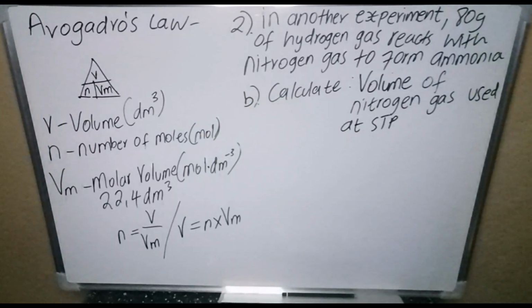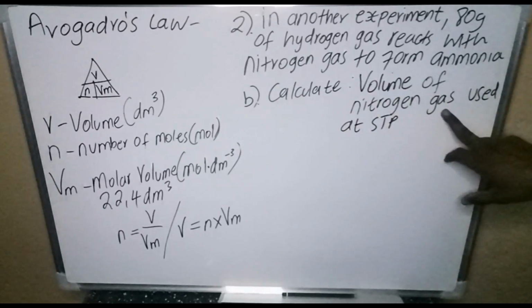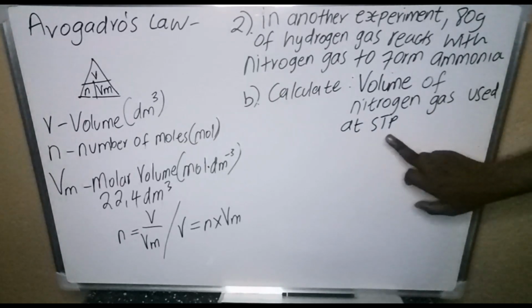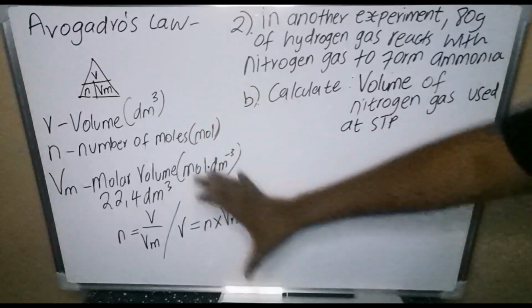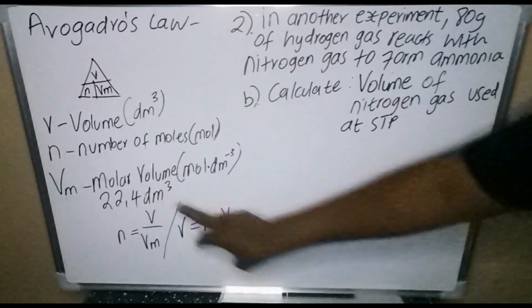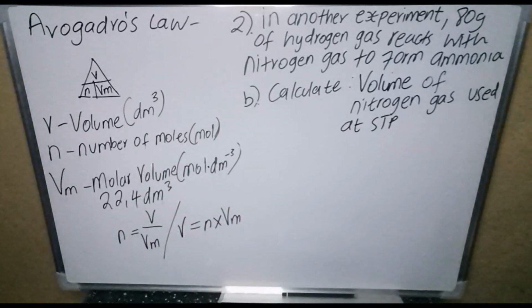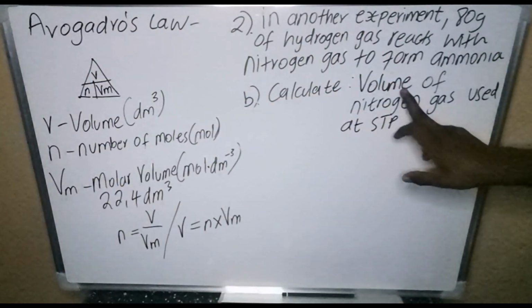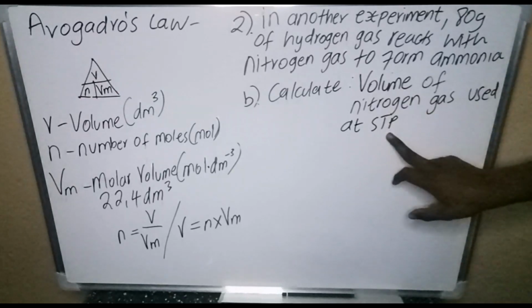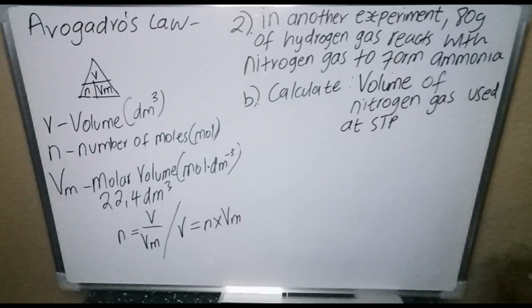Now guys, for number B, they say that you must calculate the volume of nitrogen gas used at STP. How can you compare the STP? You think of Avogadro's law. You think of molar volume. You think of 22.4. So how about the volume of nitrogen gas here? Without going any further, just use this formula, guys. You've got the volume and STP here. Very simple.